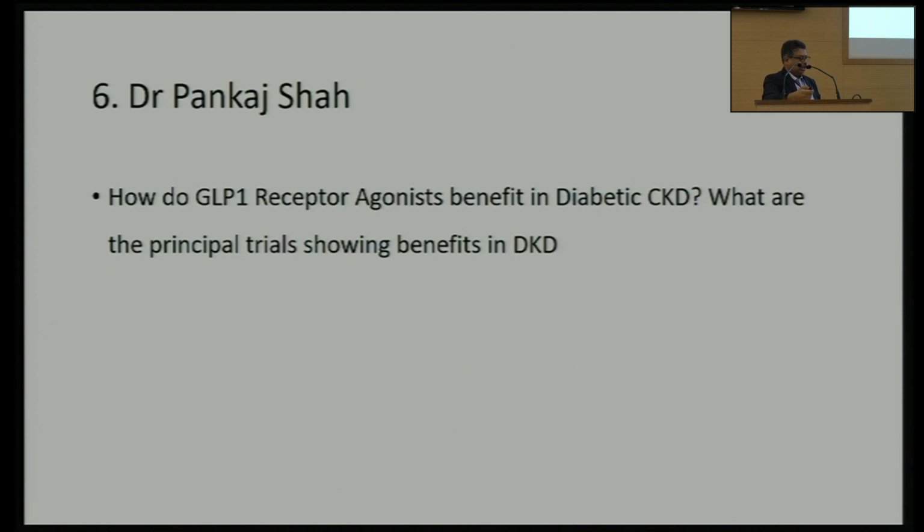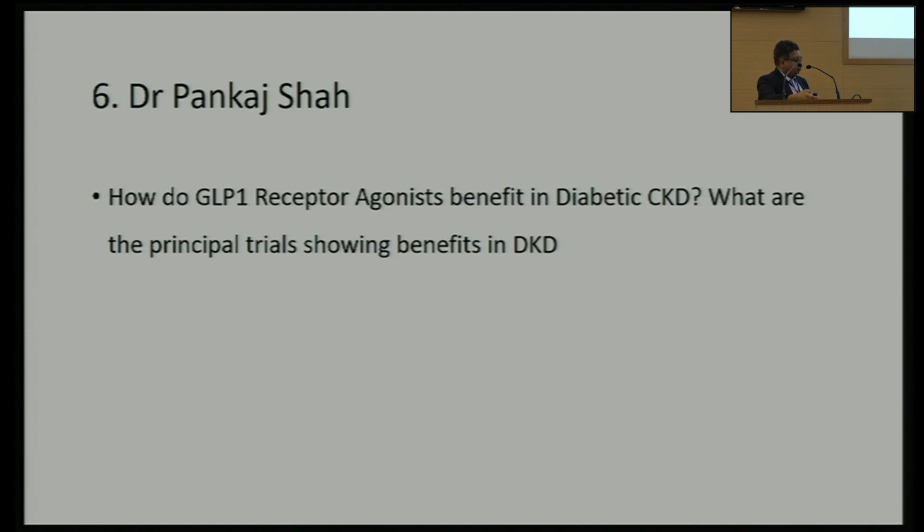Now SGLT2 is one of the OHAs, the anti-diabetic agents, which reduced mortality. Otherwise, it was only sugar control, and even though complications were reduced, mortality was not increased or reduced. One of the SGLT2 inhibitors significantly reduced mortality by 30%. The other drug is GLP-1 analogs.